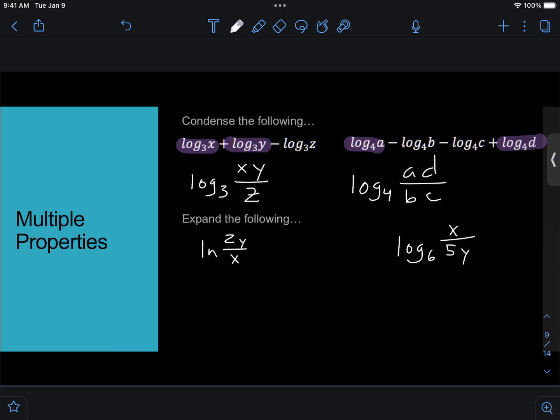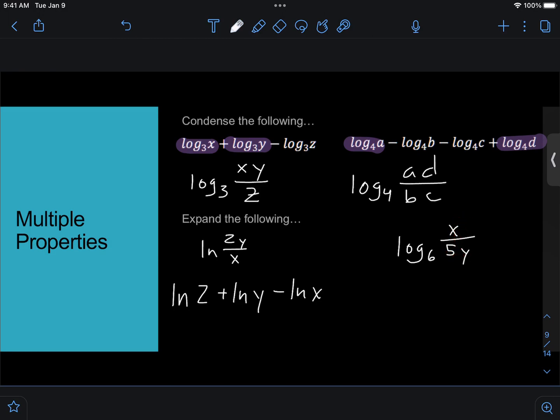All right, expanding, a little simpler because we can just kind of keep things in order, just pluses for everything on top and minus for anything on the bottom. So in this case, it's natural log now, so ln of 2 plus natural log of y, and then the x gets a minus. So we've split it. We have 3 terms here, a 2, a y, and an x, so we have 3 logarithms in our expanded form.